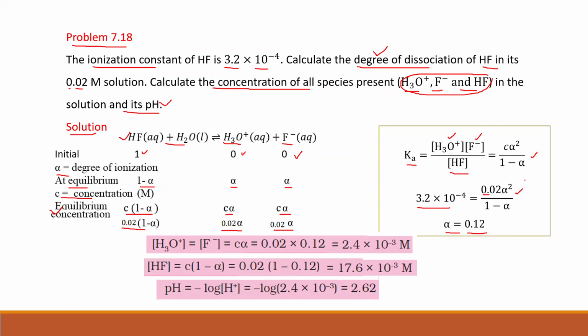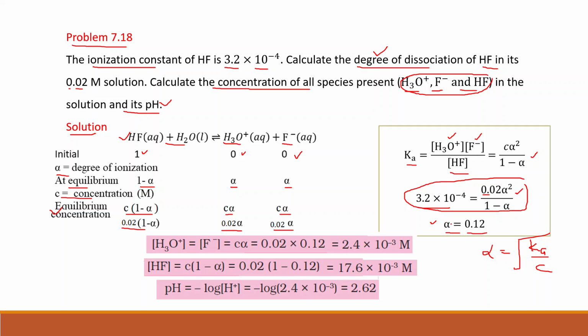In this case, you can also use the approximate method. That is, if we ignore alpha in the denominator, then we can find out alpha easily. In that case alpha becomes square root of Ka by C. We can use this formula. So we will get alpha is equal to 0.12.